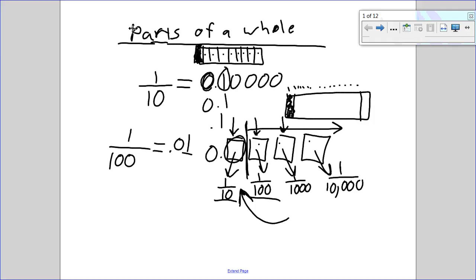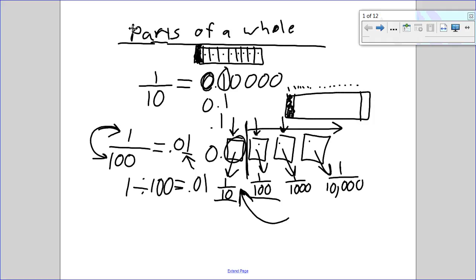The way to find the decimal equivalent of a fraction is to divide the top number by the bottom number. So it'd be 1 divided by 100 equals 0.01, okay? 1/100th. So, percents. That is how a decimal becomes a fraction, or how a fraction becomes a decimal. That's what it means.